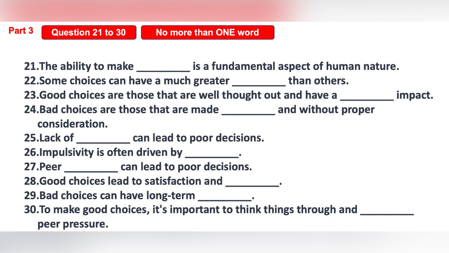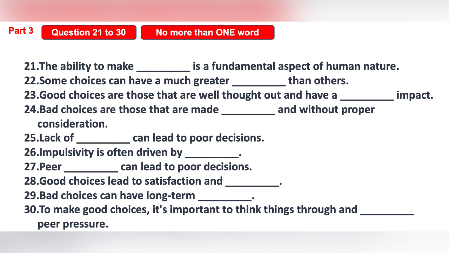Another reason for making bad choices is impulsivity. People sometimes make decisions without thinking them through, which can lead to poor choices. Impulsivity is often driven by emotions, such as anger, fear, or excitement, which can cloud judgment and lead to poor decision-making. Peer pressure can also play a role in making bad choices.